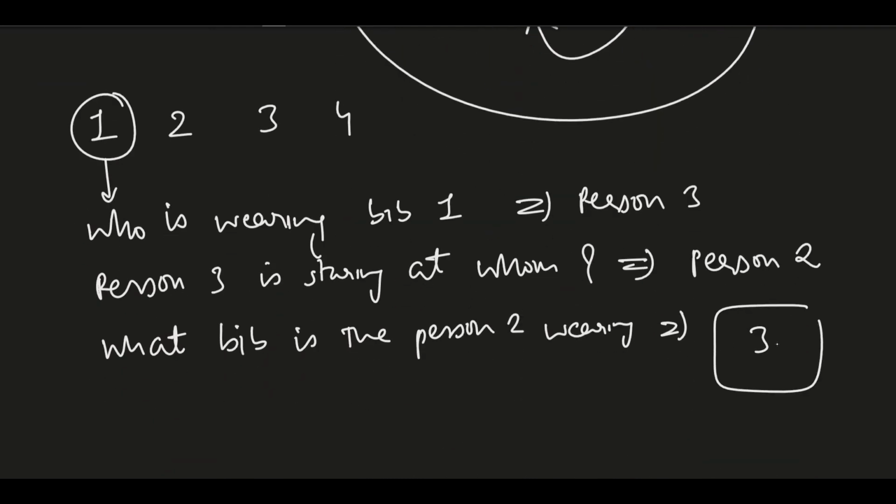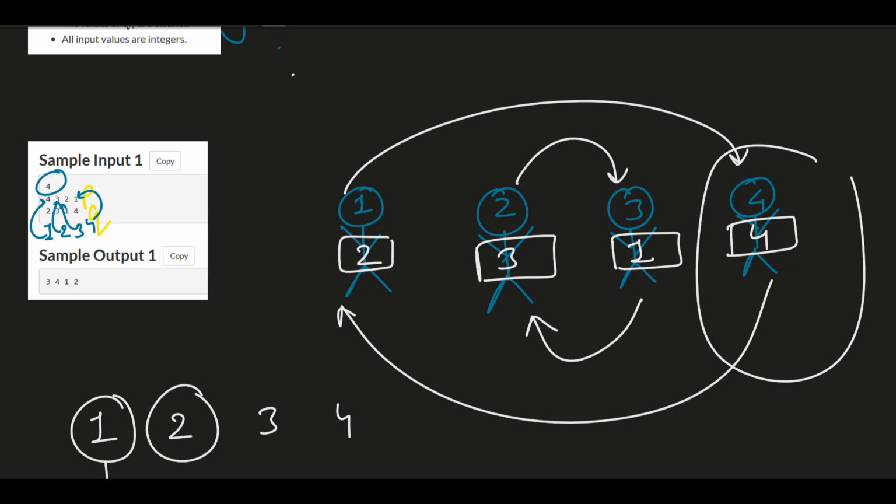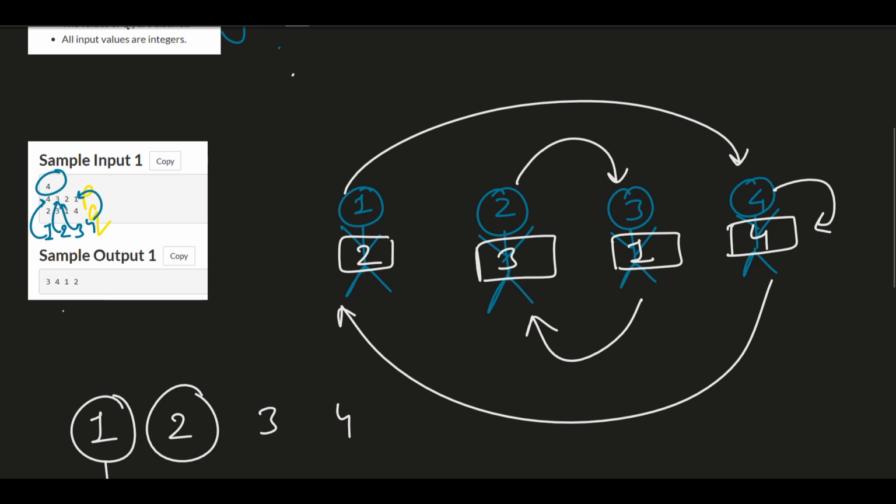All right. Now same for the second one. Who is wearing bib number 2? As you can see, person number 1 is wearing bib number 2. Now person 1 is staring at person 4, and what bib number is person 4 wearing? Person 4 is wearing bib number 4. So for the second one, the answer would be 4. The first one, the answer is 3.